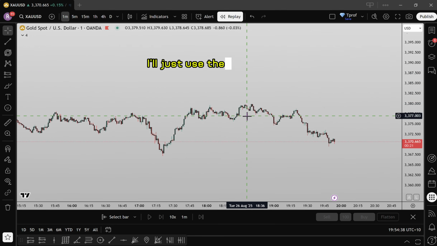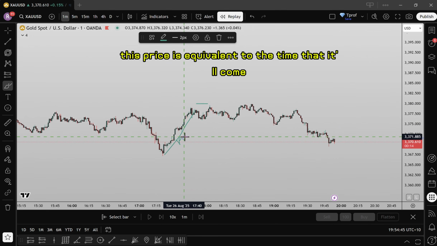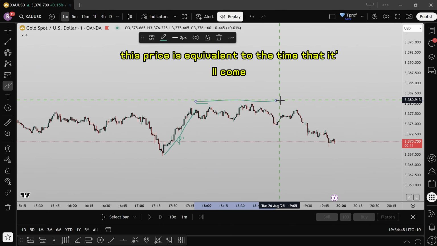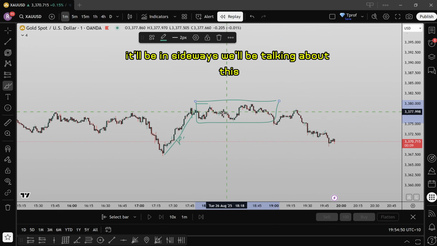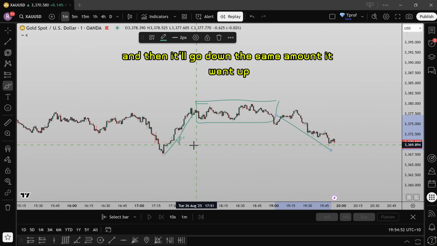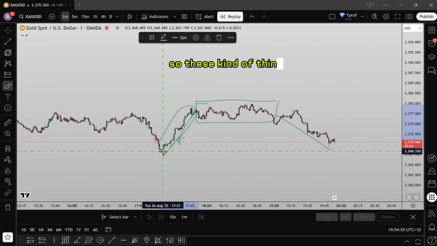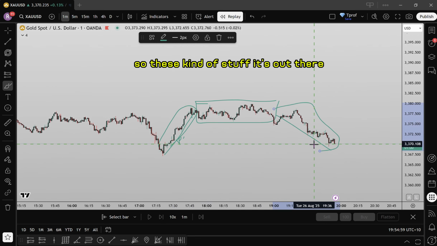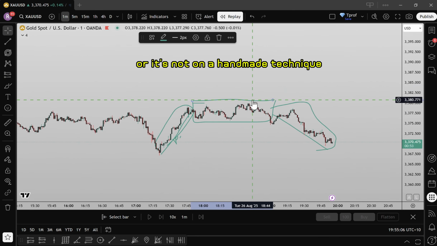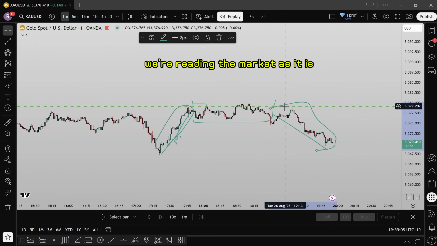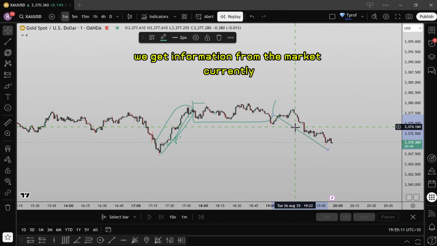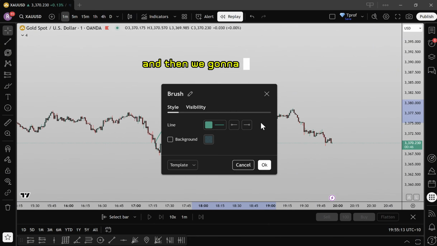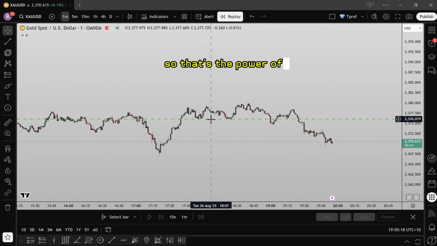I'll just use the pencil to do this. So this price is equivalent to the time that it will be in sideways. We'll be talking about this, and then it'll go down the same amount it went up. So these kind of things, the market never does something there, right? So this kind of stuff, it's out there. It's not on a pattern or a man-made technique. We're reading the market as it is. We're checking the market, we get information from the market currently, and then we're gonna go from there. So that's the power of it.